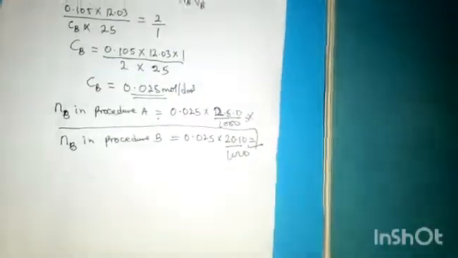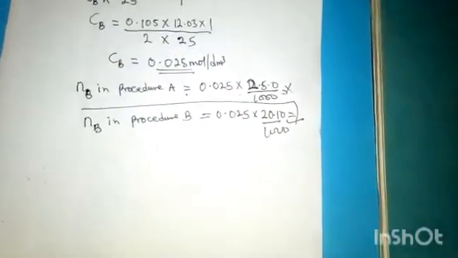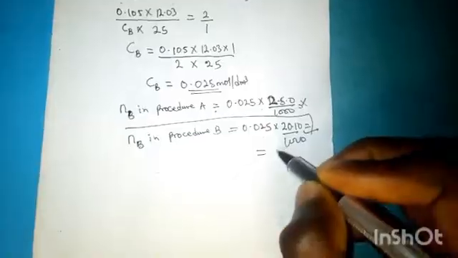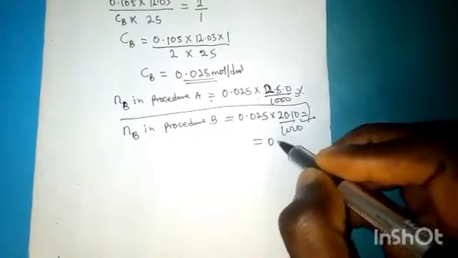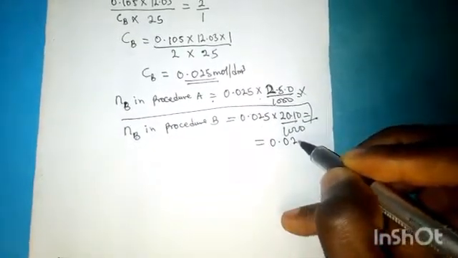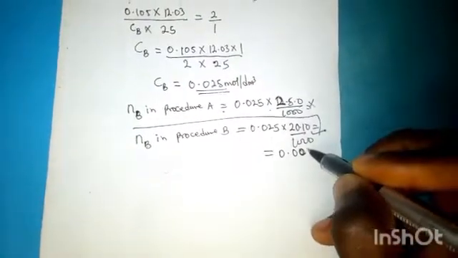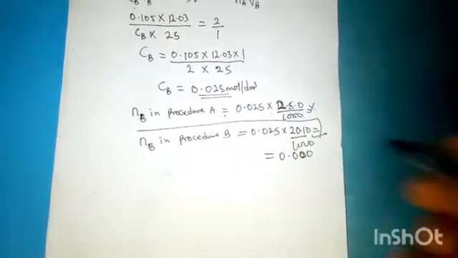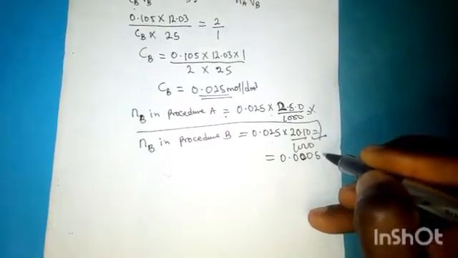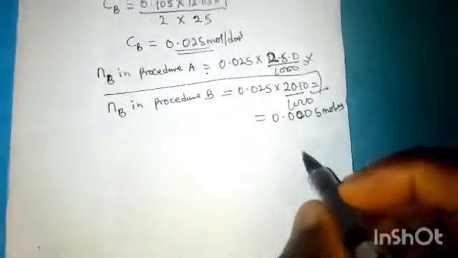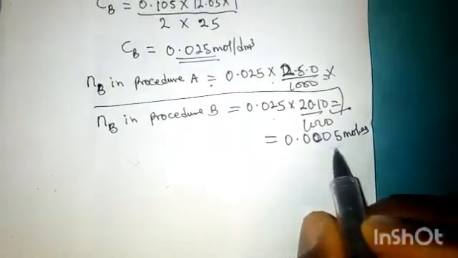So that is that for such a question. So we have these to be the number of moles. So the actual answer for this second titration is going to be 0.005 moles. So this is the number of moles of B in the average titer.